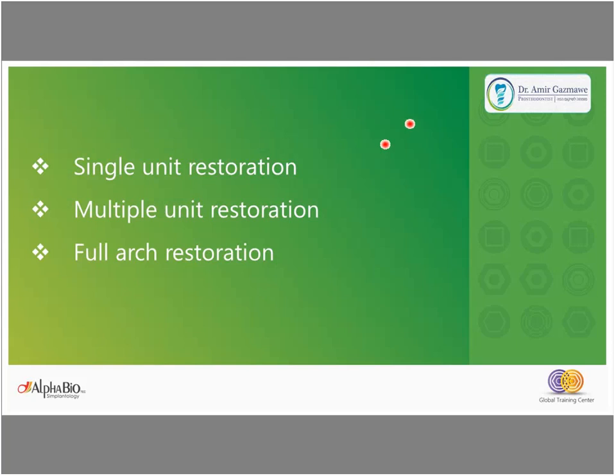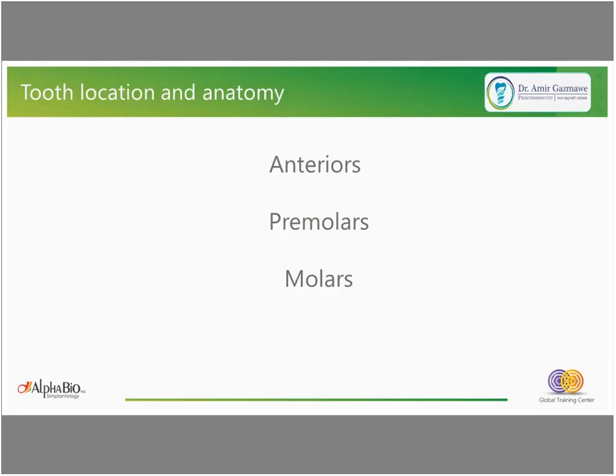The single unit restoration and multi-unit restorations and full arch restoration, of course, we have different attitude of restoration. The tooth location can influence the shape of the abutment and the restoration. We have the restoration of the anteriors, we have the premolars, and we have the molars. And in each replacing tooth, we have to decide which abutment to use.